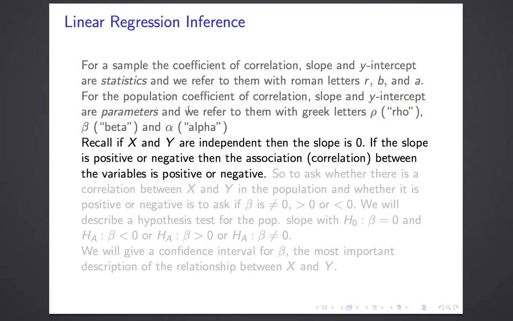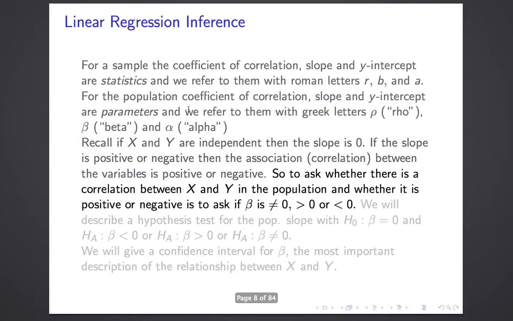A very important point is if x and y are independent. Remember, that means that knowing the value of x tells you nothing even probabilistically about y. If they're independent, that means the slope is 0. When you increase x, you would expect nothing at all to happen to y, neither an increase nor a decrease. Since the slope is the average amount you expect y to increase, the slope is 0. On the other hand, if the slope is positive, then the variables are associated. In fact, they're positively associated. And if the slope is negative, they're negatively associated.